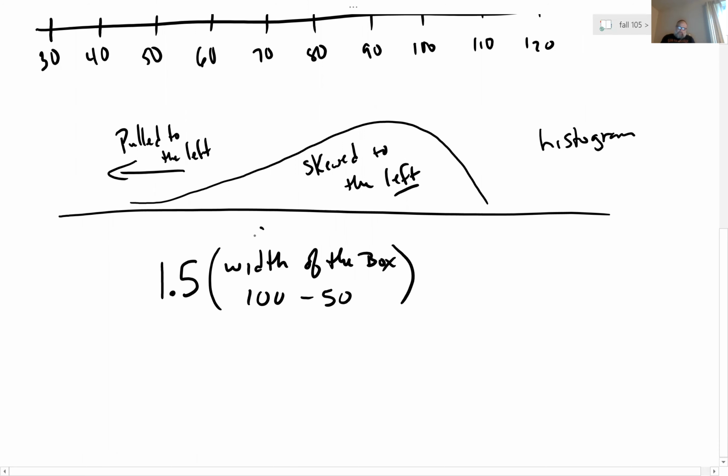By the way, the book will always teach this as Q3 minus Q1. Where the heck did Q come from, Jay? Third quartile. So quartiles meaning 25%. So the third one would be the 75th percentile. And the first quartile would be the 25th percentile. Okay. And so when you do this, you get 1.5 times 50, which is 75. What does that mean?